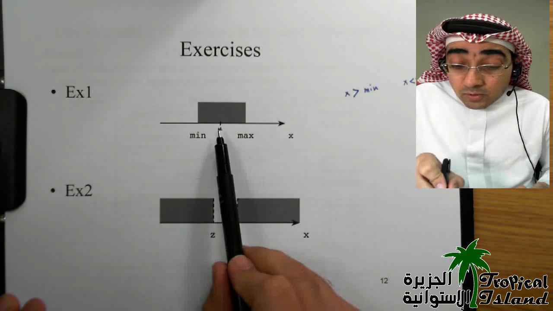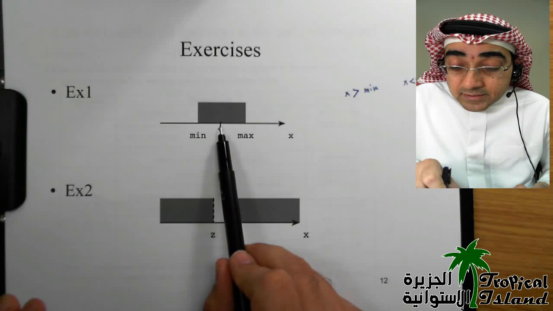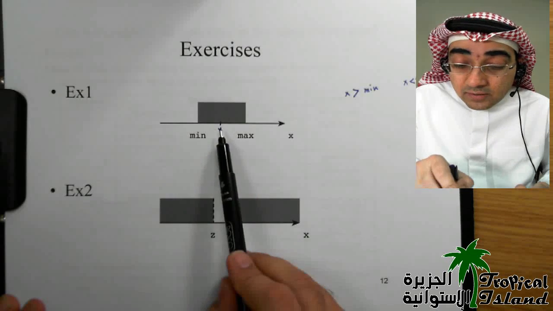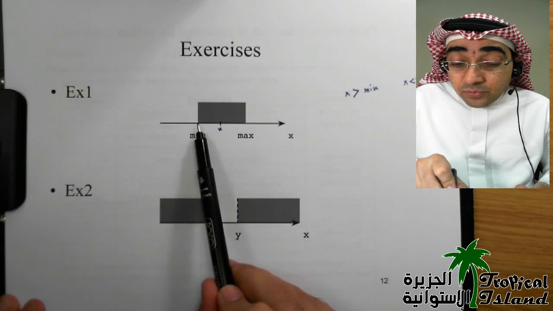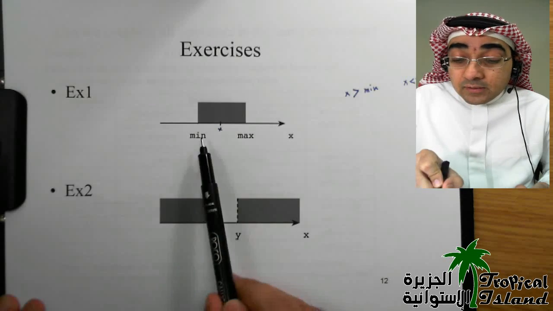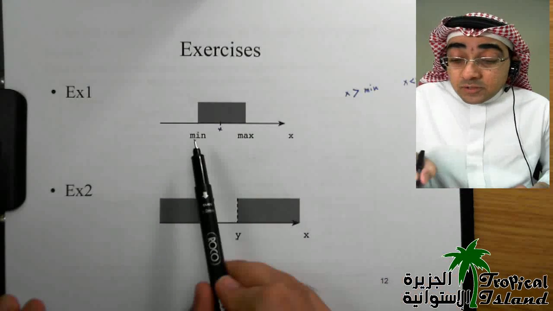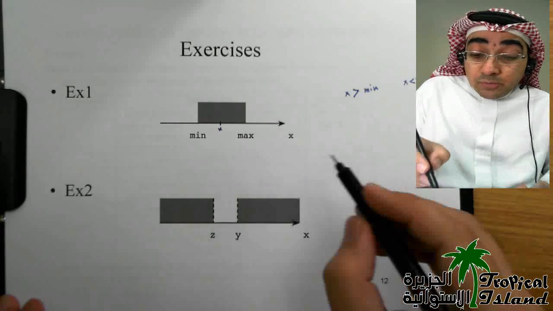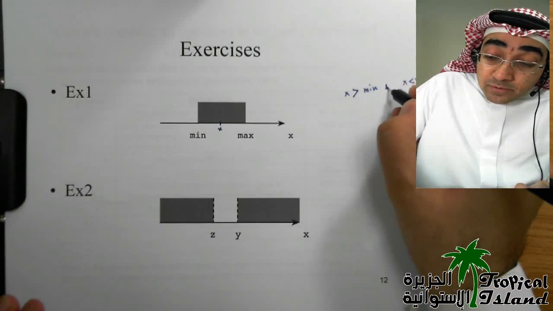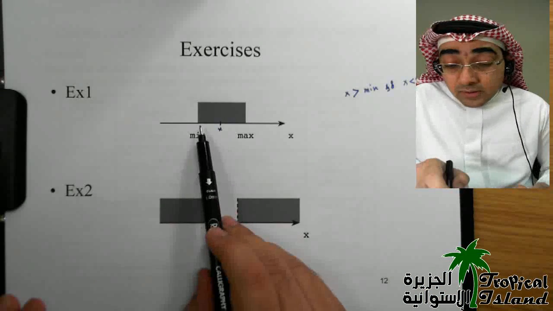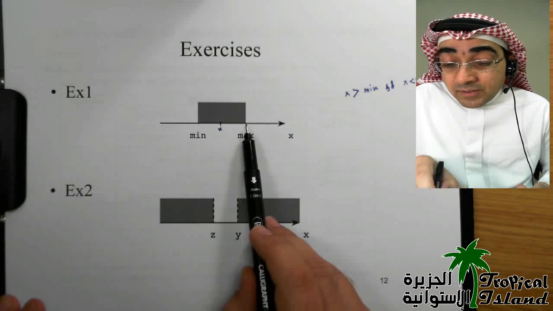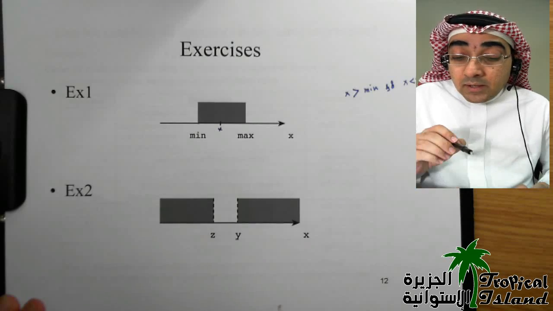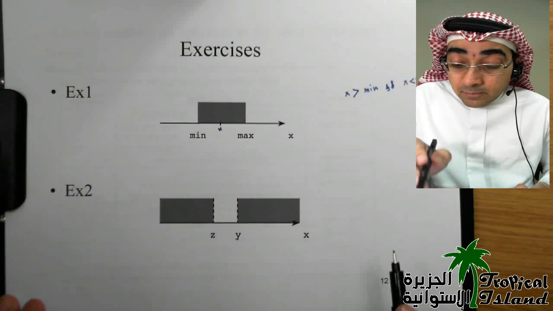For the number to lie in this shaded area, the number x has to fulfill both the minimum and maximum conditions. So it has to be greater than the minimum and less than the maximum. To fulfill this, you will use the AND operator to tell the computer that it has to be greater than this and smaller than this to be a number that is between min and max.